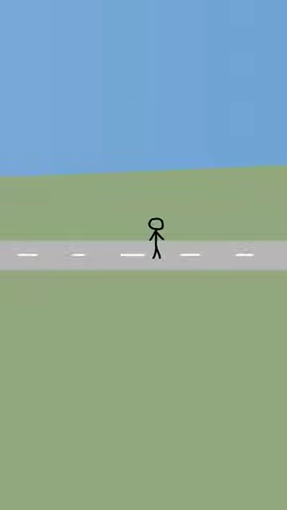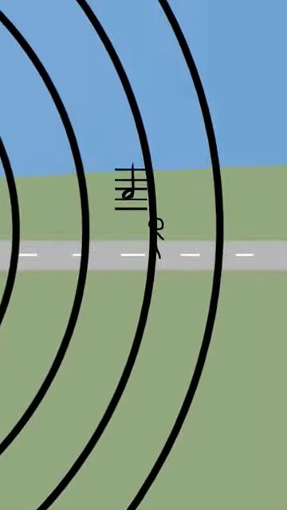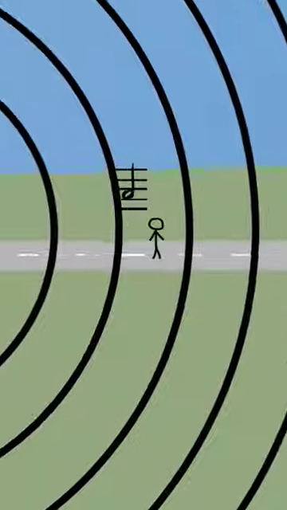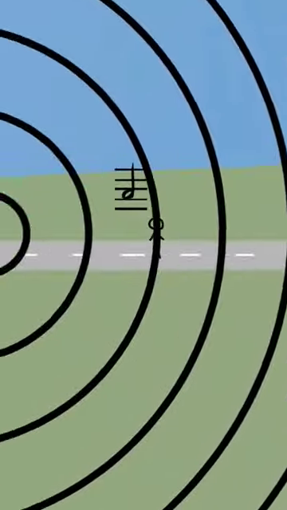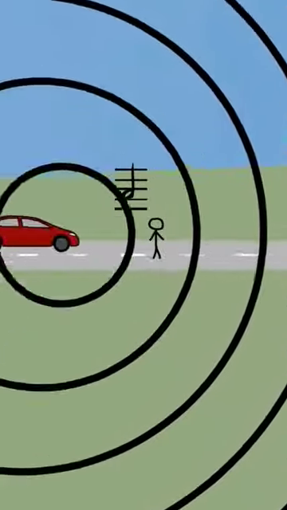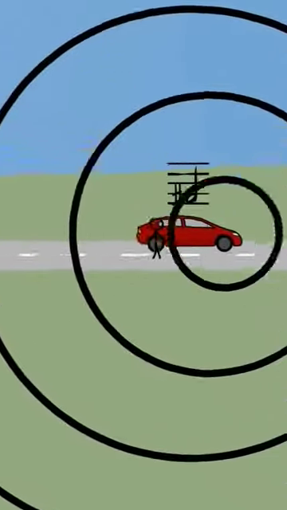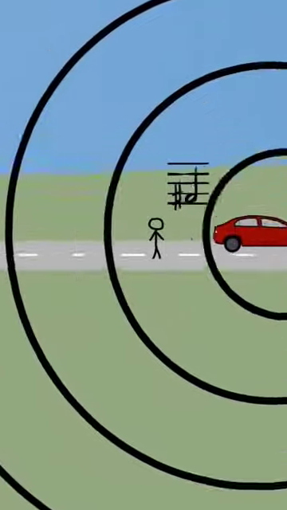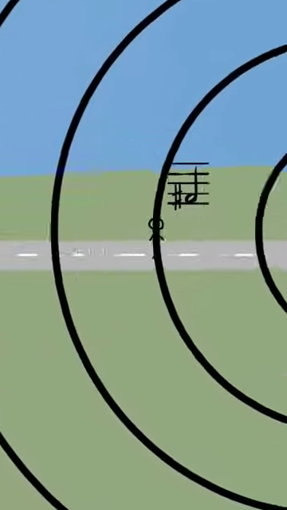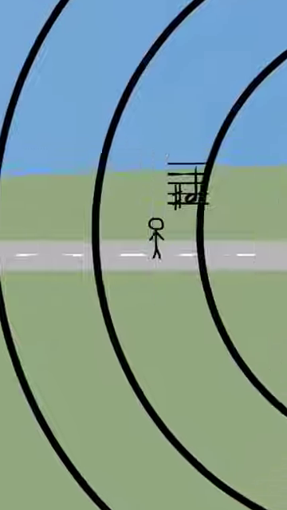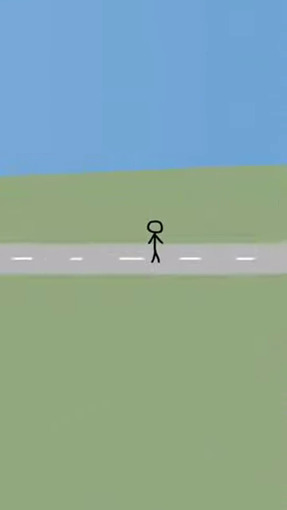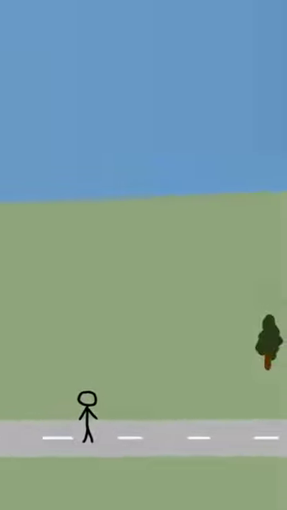So what's going on? As the vehicle's coming towards you, the sound waves that it's emitting bunch up, and so are delivered to you at a higher frequency, which you interpret as a higher pitch, because the frequency of sound waves is pitch. Then when the vehicle passes you and is moving away from you, the sound waves spread out, and so you hear them at a lower frequency, a lower pitch. So that's how the Doppler effect works with sound.